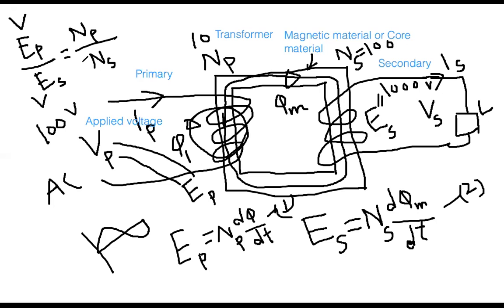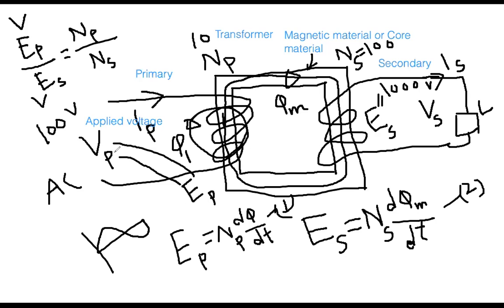But they are related to the number of turns. The number of turns is the governing factor to control the magnitude of the voltage applied at the primary side. So this equation is changing the amount of voltage on the right side. So everybody see this one.